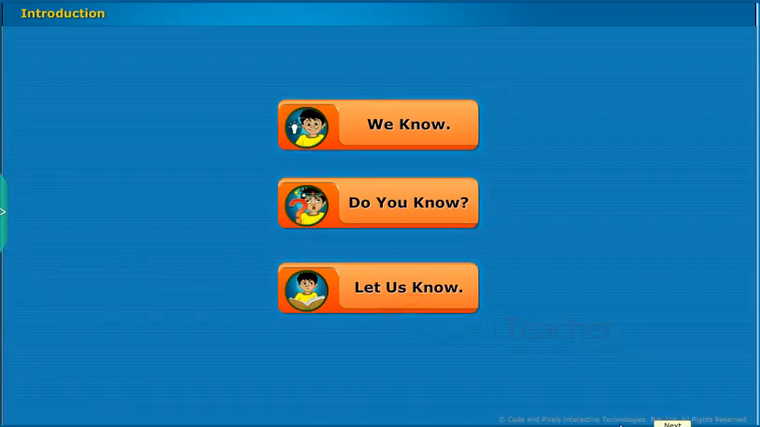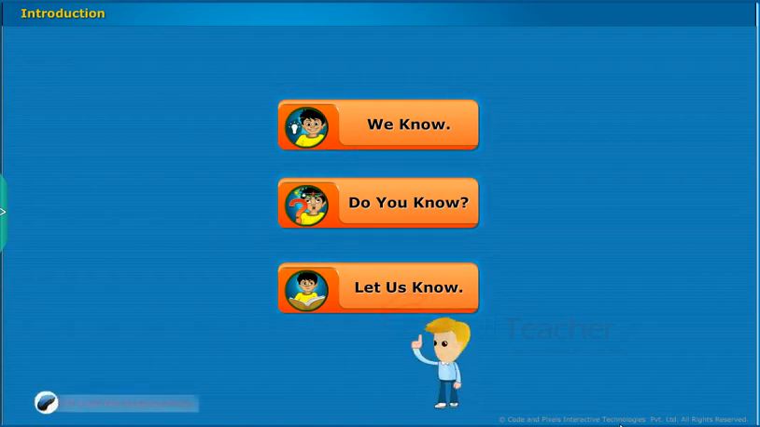Introduction. Before you enter into the lesson, follow the instructions shown on the screen. Click each tab to know more.